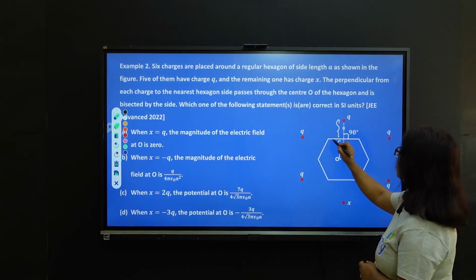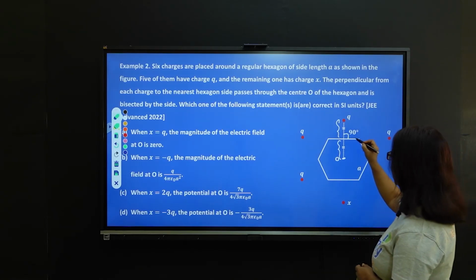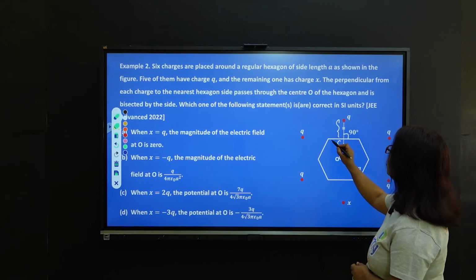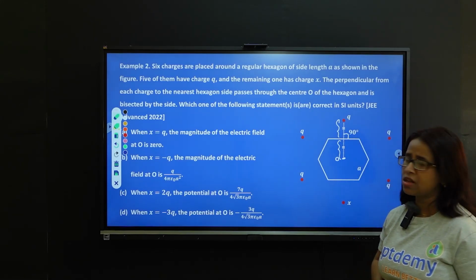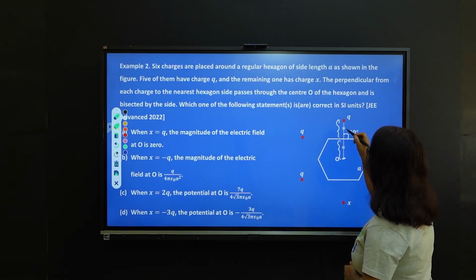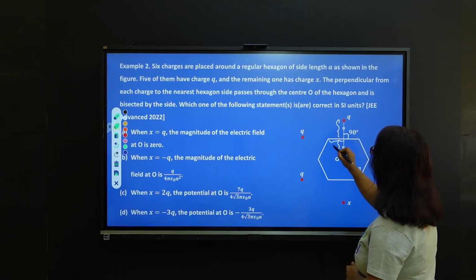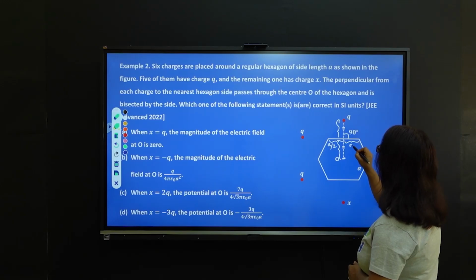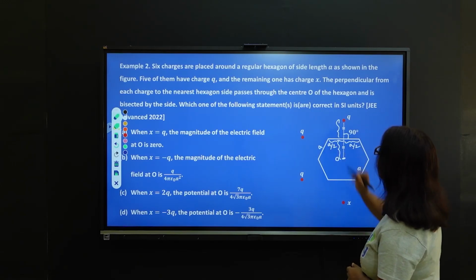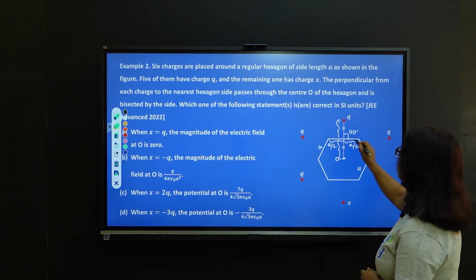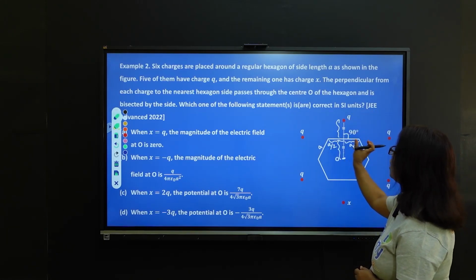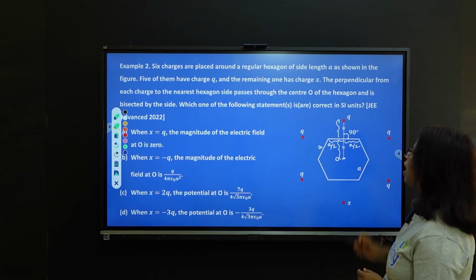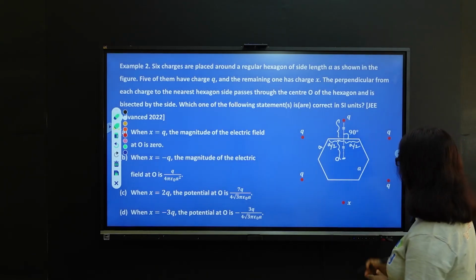So this length is in fact equal to A, the entire length, and since this line is bisecting the side of the regular hexagon, this means that each of these lengths is equal to A by 2, because the total length is equal to A. So this line is bisecting this particular side, means that it is dividing the side into two equal parts, each part having a length of A by 2.